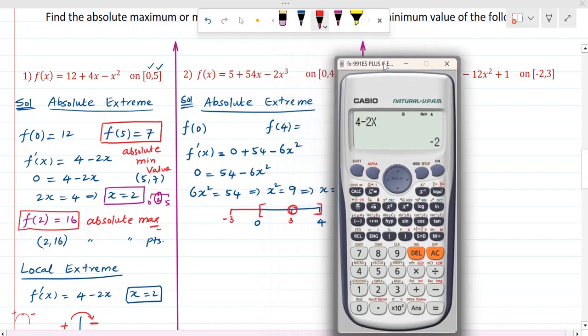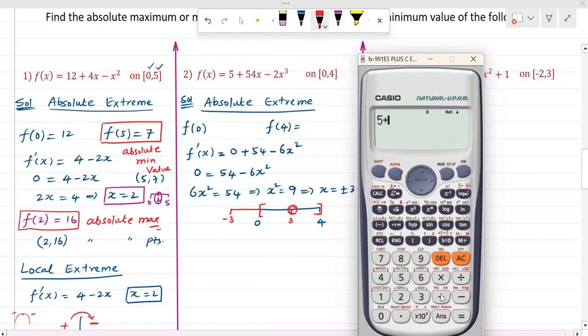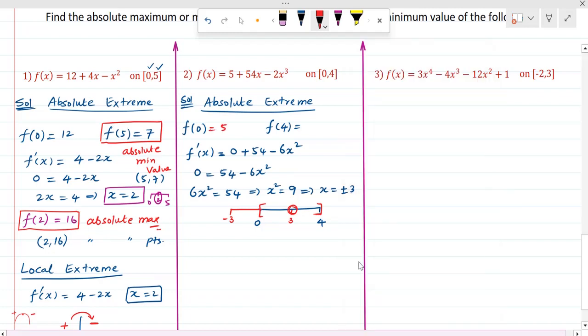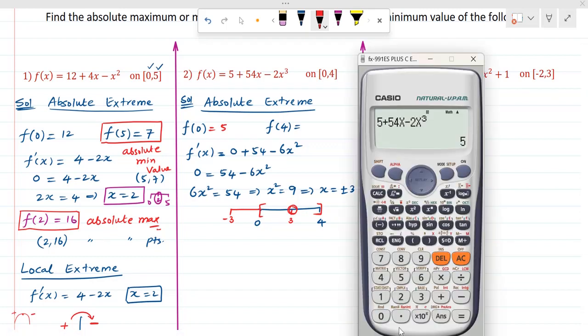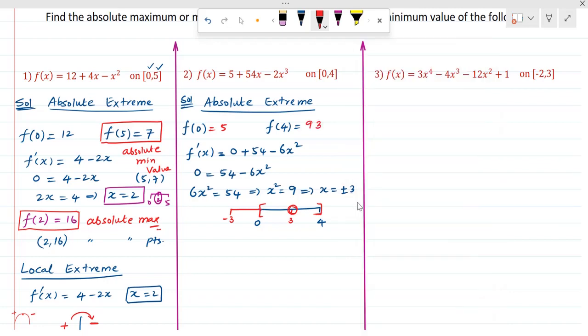I have to fix the function first. So what is the function? 5 plus 54 alpha x minus 2 alpha x power 3. Let us check one more time: 5 plus 54x minus 2x power 3. Then cal c, give the value 0. You will get 5. Next, cal c, give the value 4. It is 93. So this is also a value.